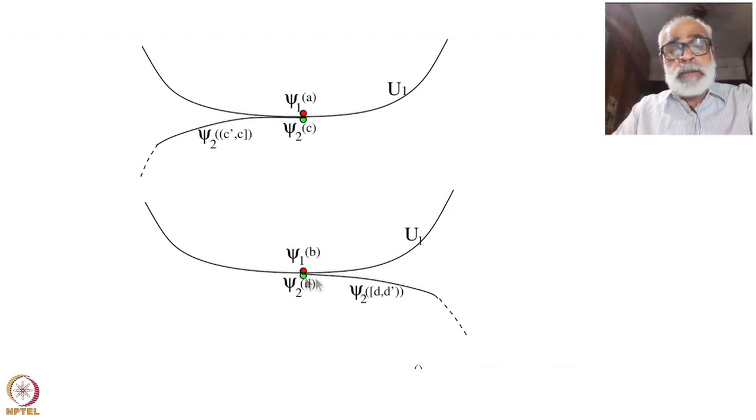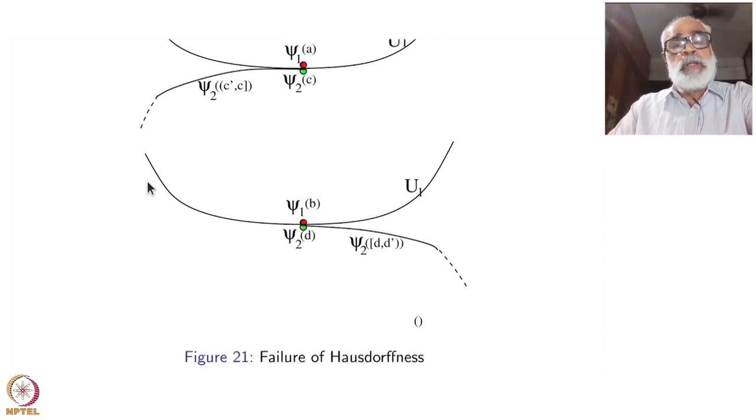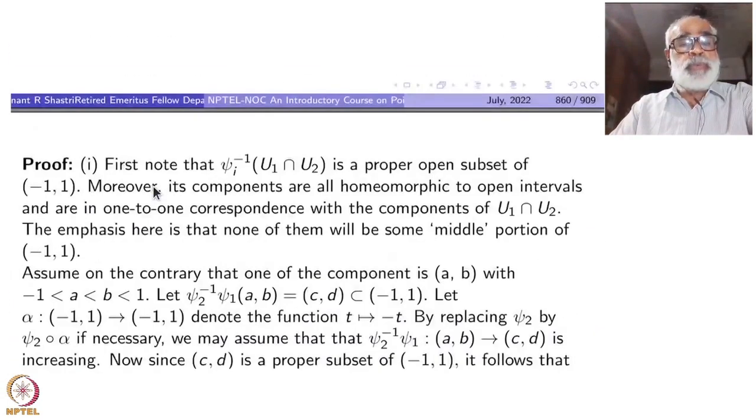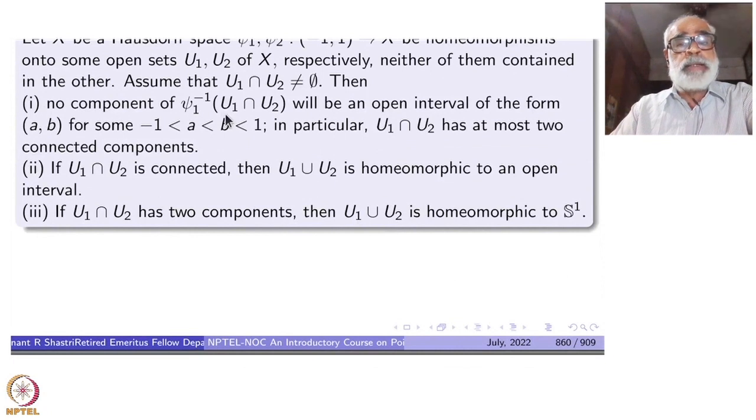So they are in this part of this part. The rest of the part, here they will be common. So here all of them will be common. So you cannot separate them by disjoint open subsets. Okay, so that completes the proof of this first claim that no interval can be of this form. Once you have that, you have at most two components for the intersection.